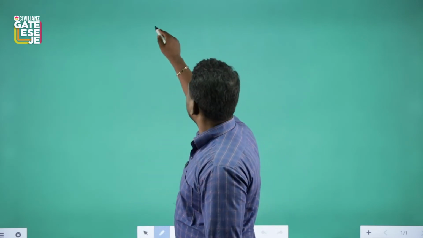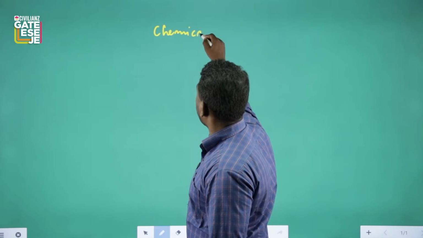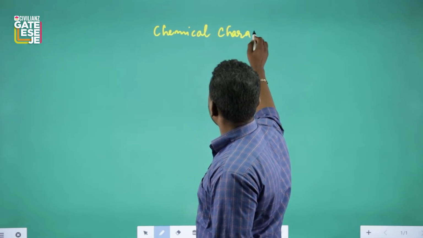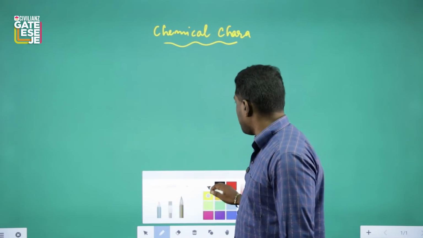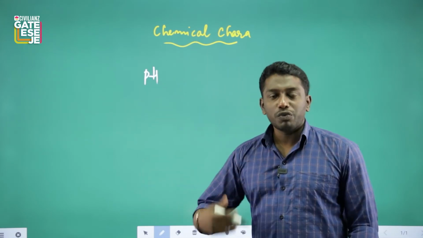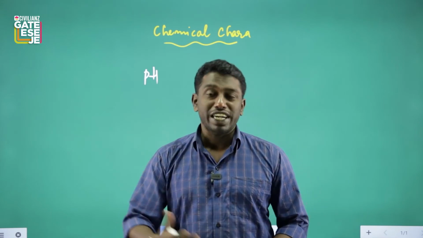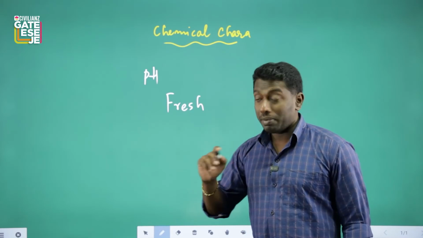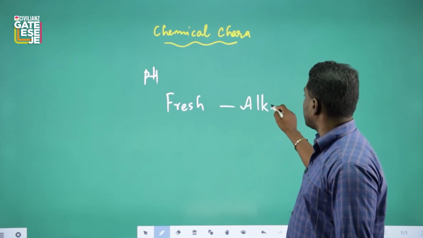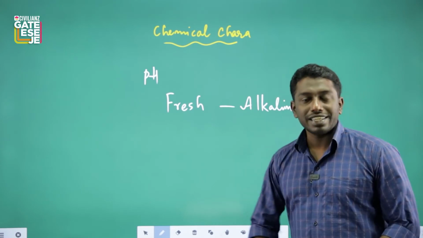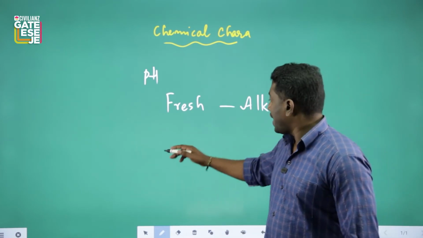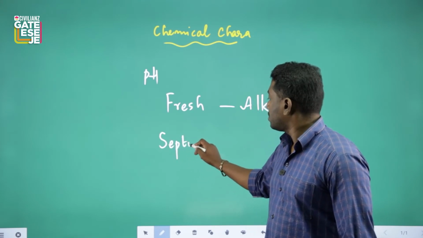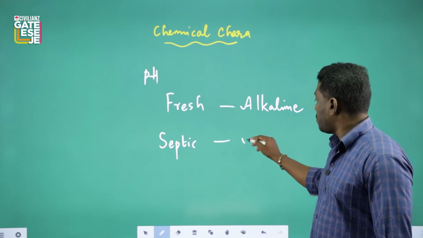Next, we will discuss chemical characteristics. First, pH. What will be the pH range of fresh sewage and septic sewage? For fresh sewage, pH will always be alkaline, and when it becomes septic, pH changes to acidic.